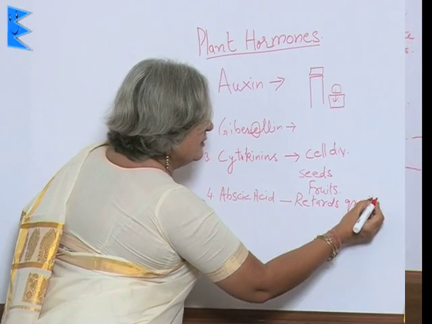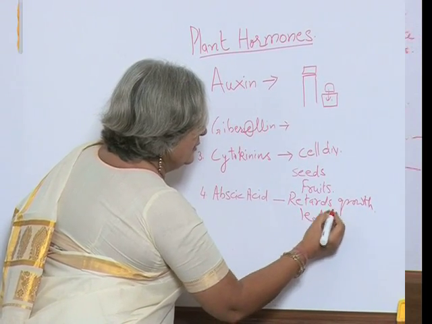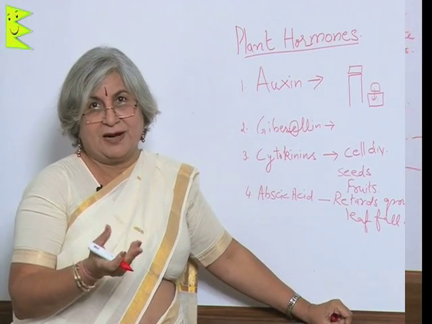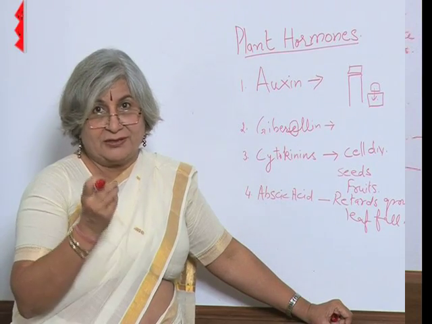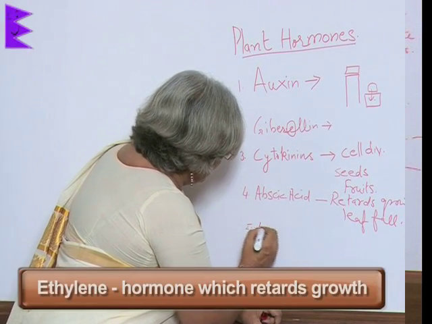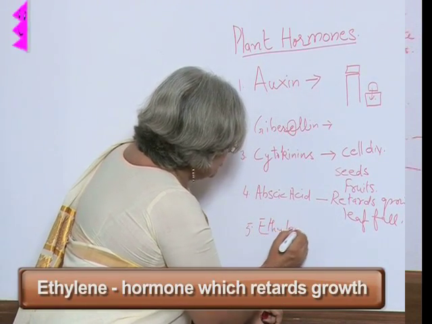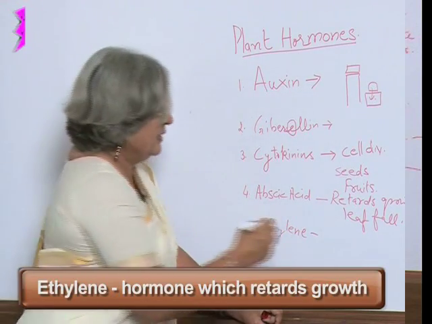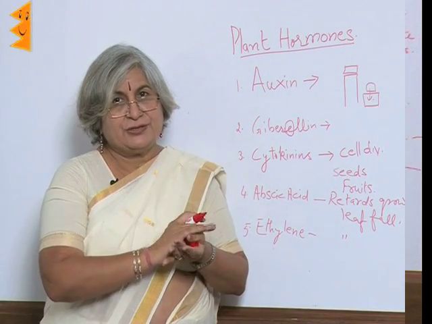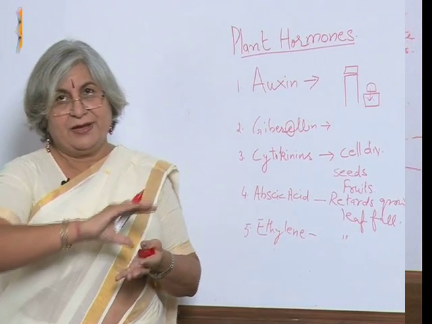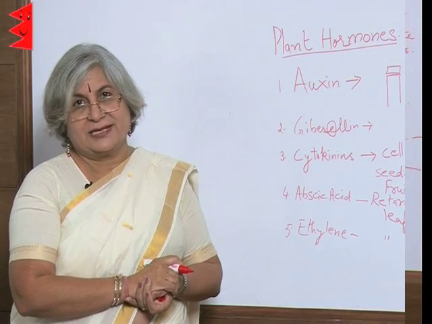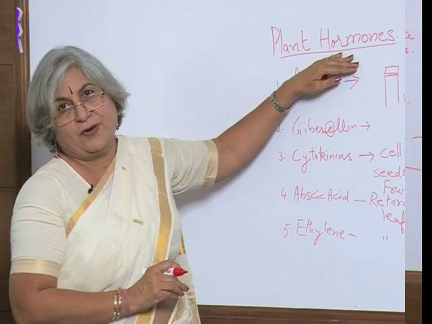So, it is needed for things like leaf fall. You know, in many plants, especially the deciduous plants, leaves fall. For that, abscisic acid is required. There is another hormone called ethylene, which is in gaseous form, and that also inhibits or retards growth. So, in addition to the electrical impulse, another way of controlling and coordinating various processes in plants is the plant hormones.